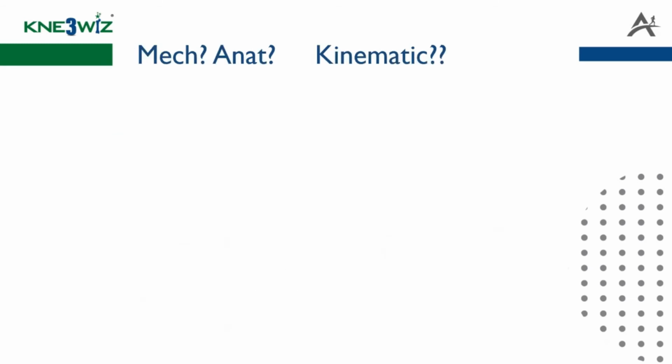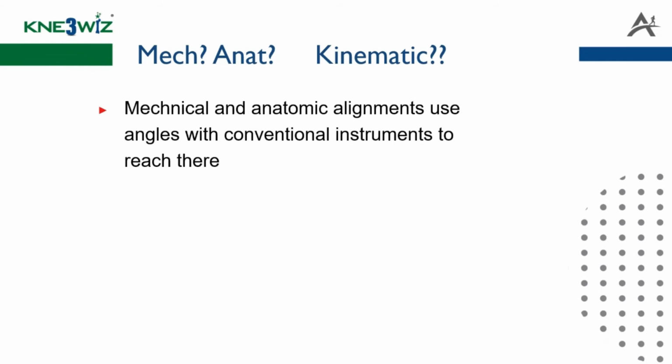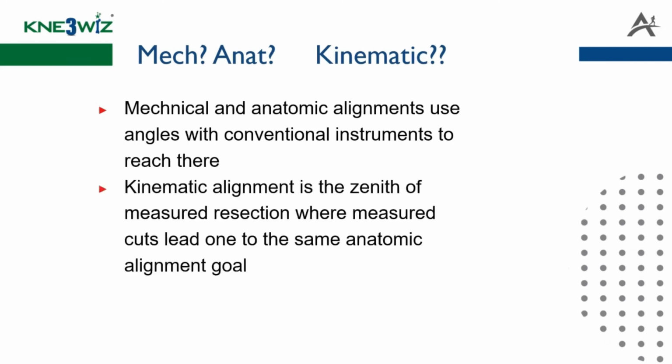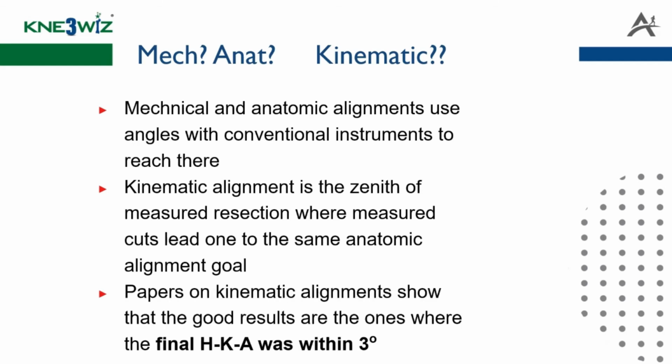We have seen that mechanical and anatomic alignments use angles and conventional instruments to reach their goal. Kinematic alignment uses calipered cuts to restore joint lines, which possibly represents the zenith of measured dissection. But as we have seen, good results are the ones where the final axes are within plus minus 3 degrees or 5 degrees from the neutral.